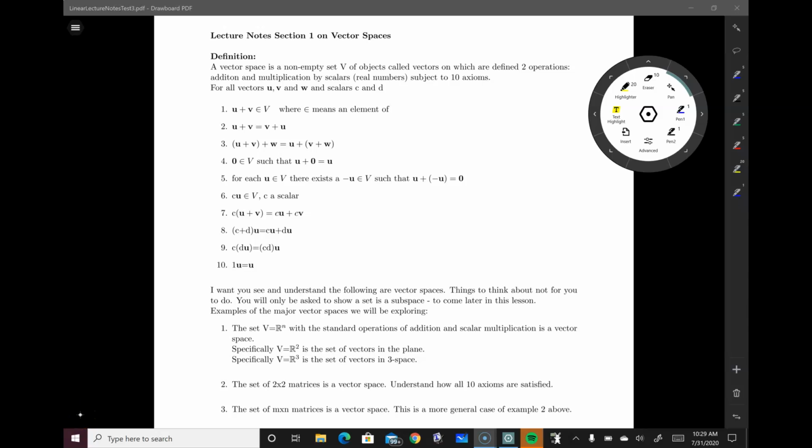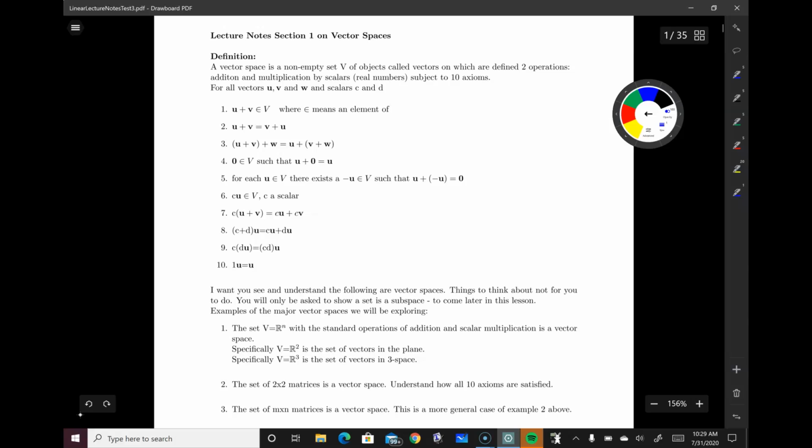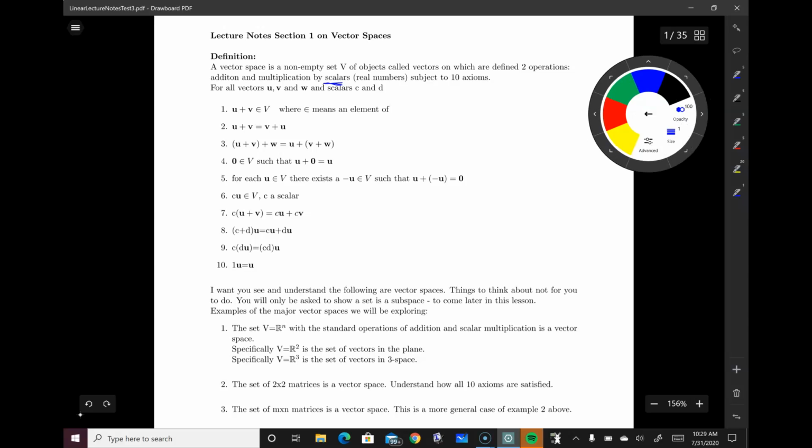All right, so let's start on vector spaces. So a vector space is a set of objects, and we're going to call them vectors. There's two major operations, addition and scalar multiplication. So scalar is some real number. We're going to use the letters c and d, and we're going to be playing with vectors u, v, and w.